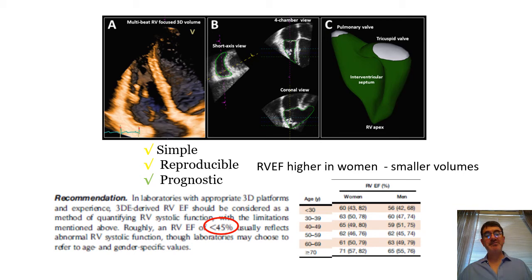It should be noted that RV volumes are smaller than those obtained by MRI, but the RV ejection fraction closely correlates to what you get from MRI. Normal values are shown by sex and age, but in general, an RV ejection fraction below 45% is considered abnormal. Recently, studies have demonstrated reduced survival in a variety of conditions with RV ejection fraction less than 45% and particularly less than 40%.